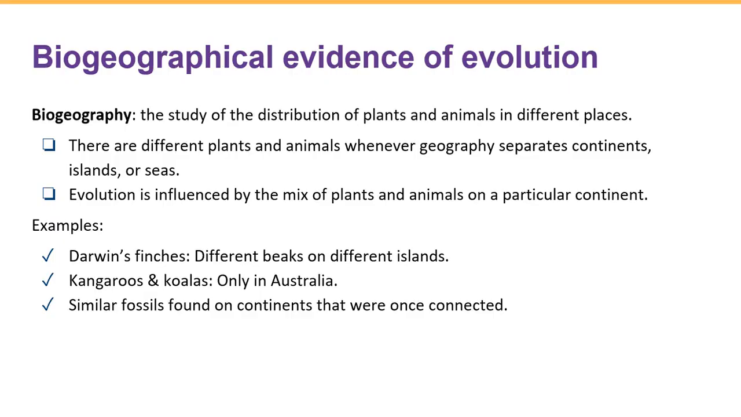Darwin's finches on the Galapagos Islands had different beak shapes depending on the type of food available. Animals like kangaroos and koalas are found only in Australia. Sometimes similar fossils are found on continents that were once connected. So it's showing that species shared a common ancestor before the continents drifted apart. So biogeography helps us see how the distribution of a species is connected to evolution and geography.